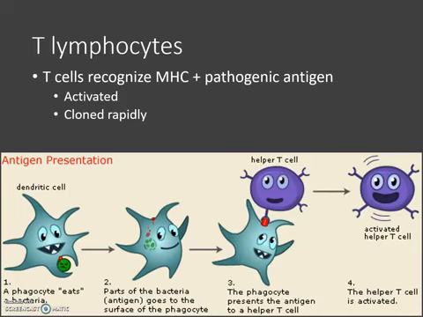So the T cells recognize the MHC plus the pathogenic antigen, and once it does that, that T cell becomes activated. And once it becomes activated, it starts to be cloned rapidly, meaning that it makes really rapid copies of itself, so that there are a lot of T cells that are now able to recognize that pathogenic antigen. Because every individual cell doesn't have to be activated by an APC, an antigen presenting cell. Once this cell is activated, all of its clones are also activated and able to respond to that same antigen.